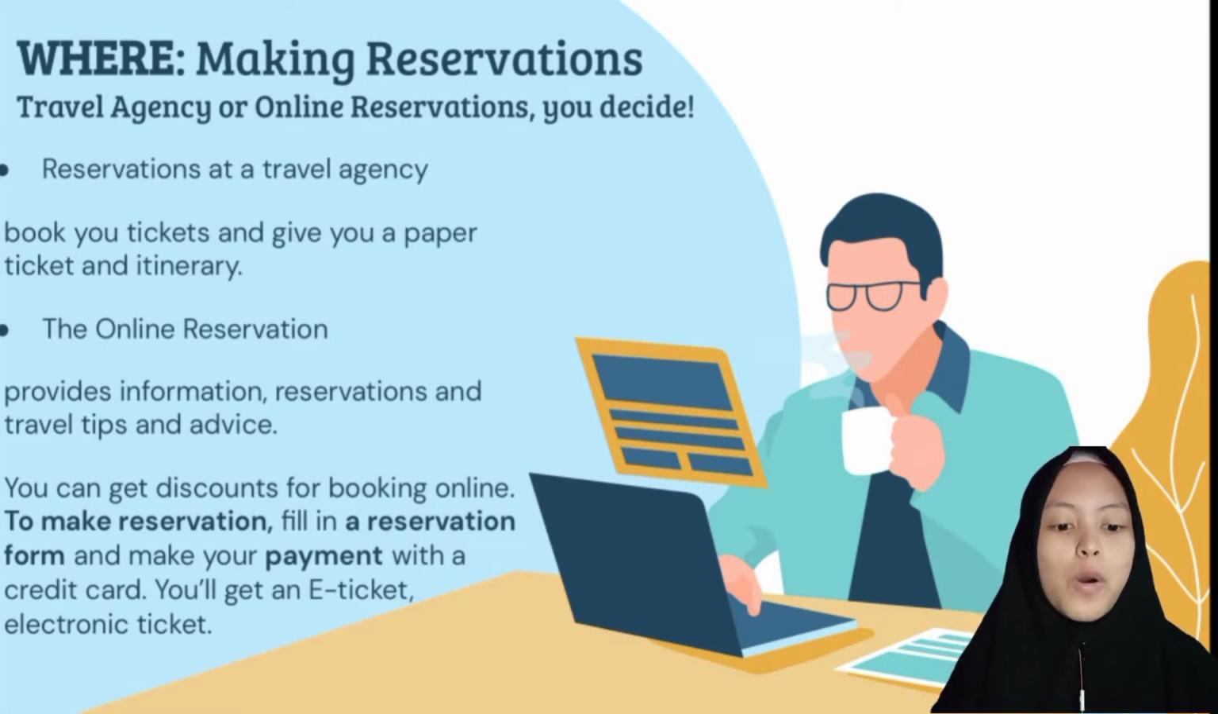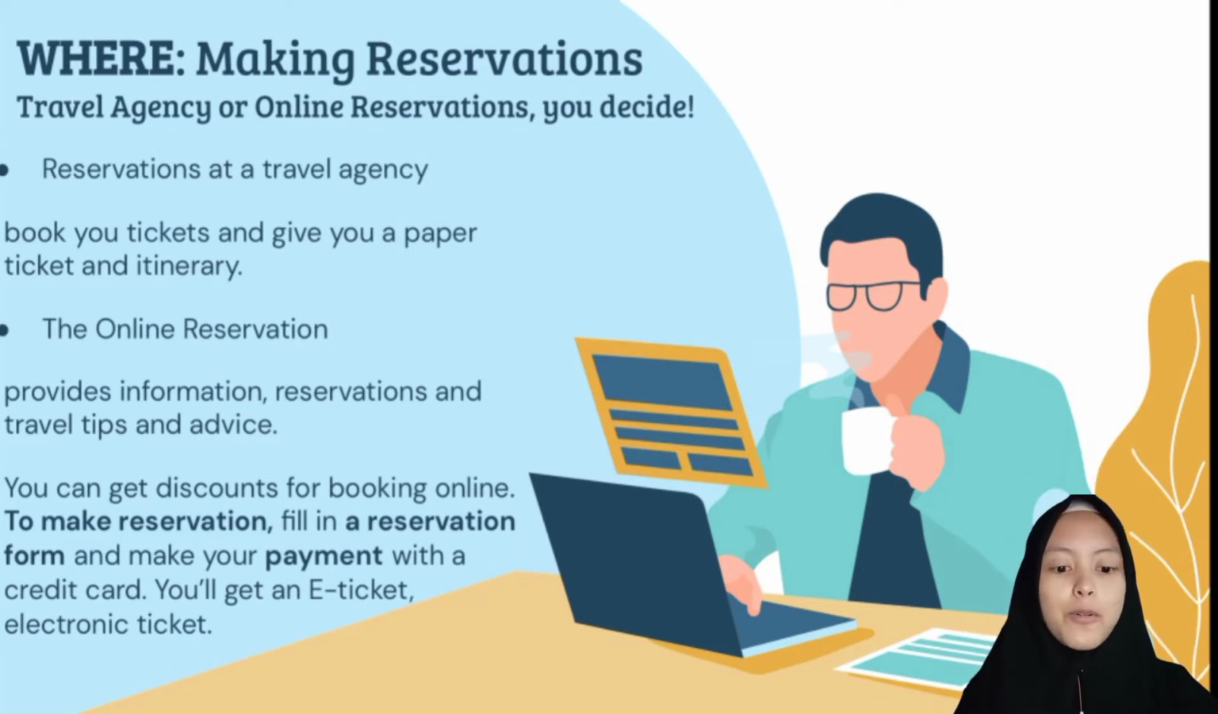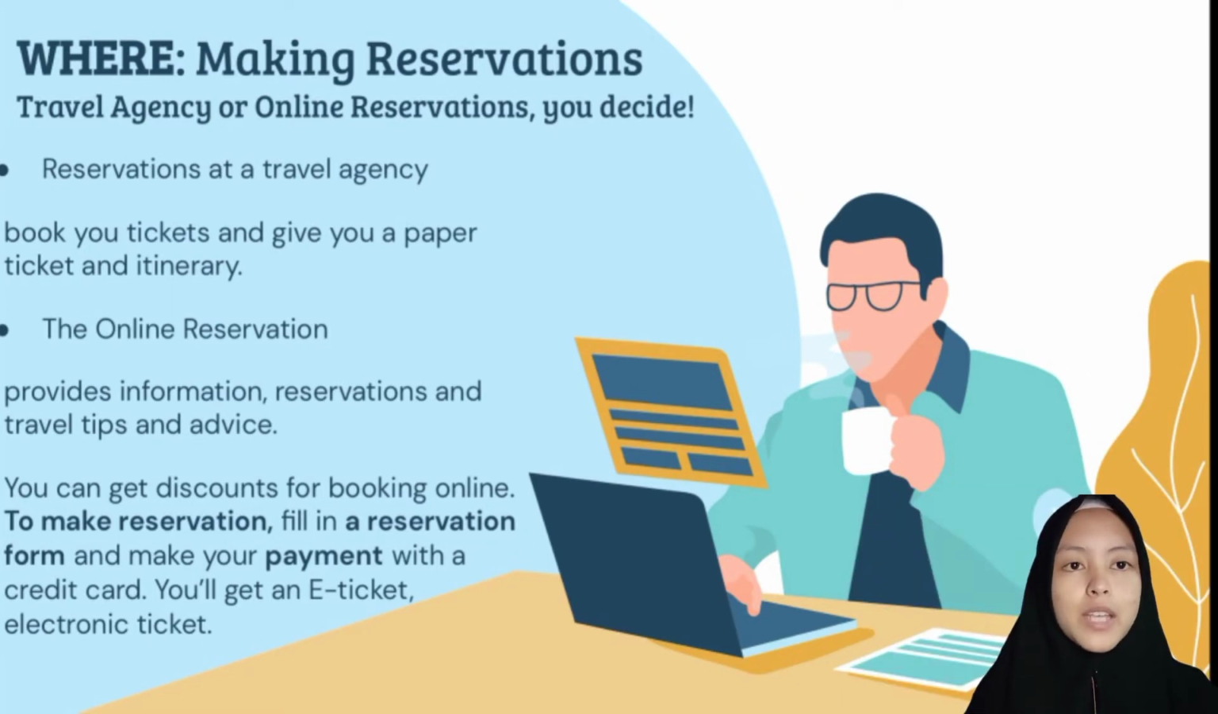Basically, you can make reservations at a travel agency or online. Online reservation is also available now since a lot of travel providers are making websites to make our reservation easier. If you want to make the reservation at a travel agency, then you can simply come into the travel agency, book your tickets, and they will give you a paper ticket and also the itinerary.